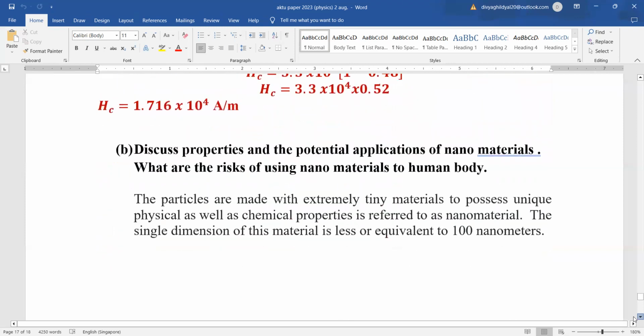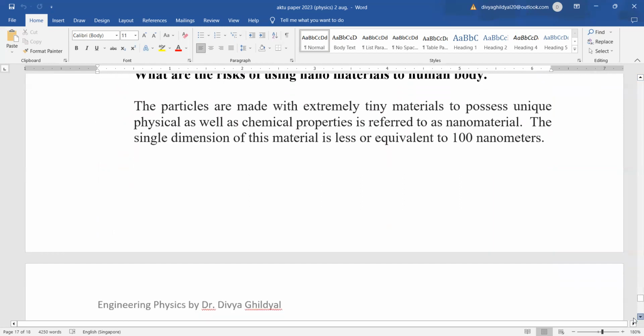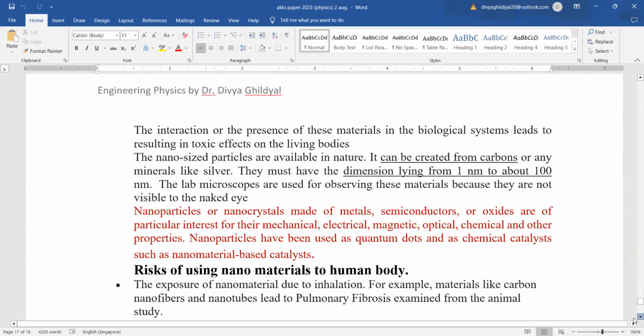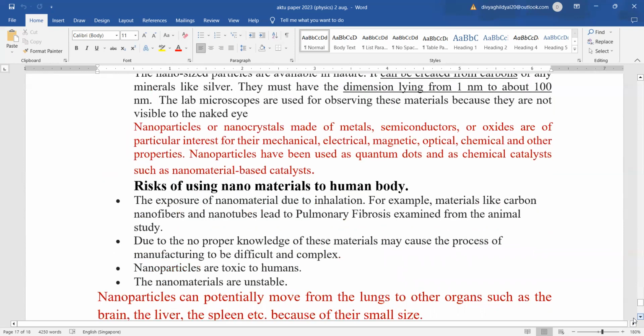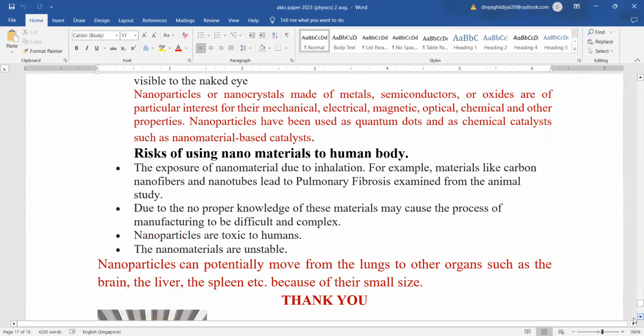Discuss properties and potential applications of nanomaterials. What are the risks of using nanomaterials to the human body? Nanomaterials are materials less than or equivalent to 100 nanometers, and the nanomaterials are made of metals, semiconductors, oxides, and have been used as quantum dots, chemical catalysts, etc. But now the biggest risk is in medicines, drugs, cosmetics, where they can be toxic to the human body.